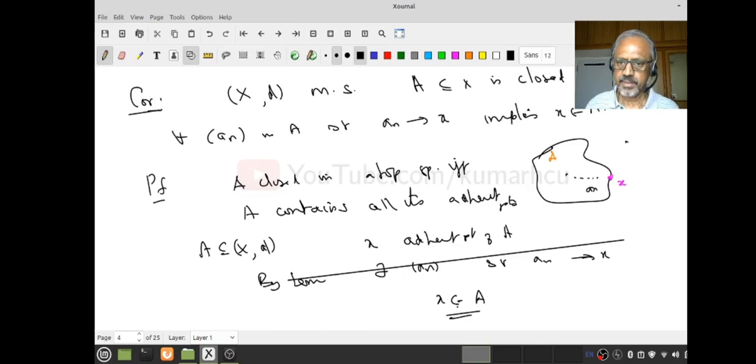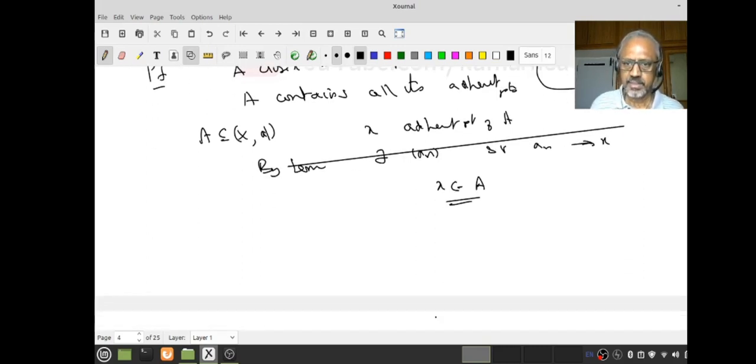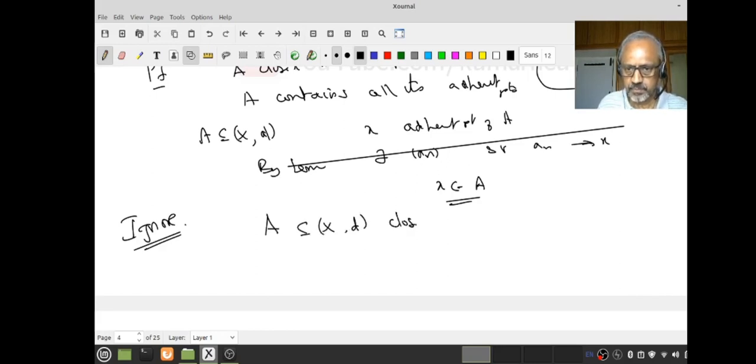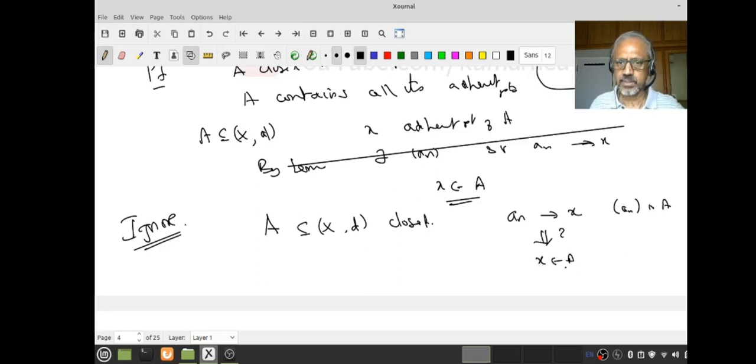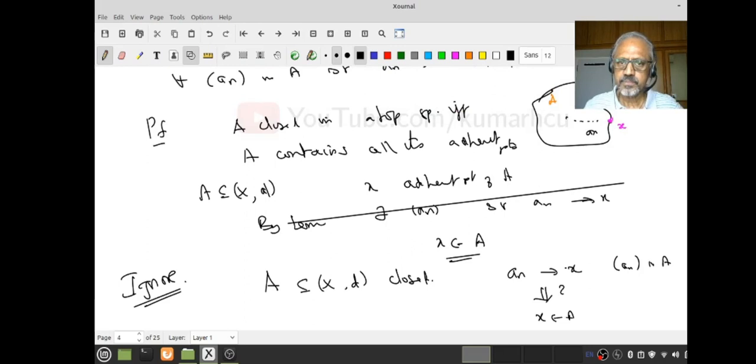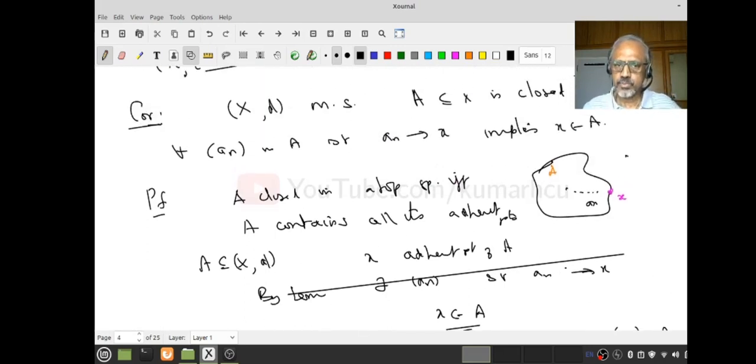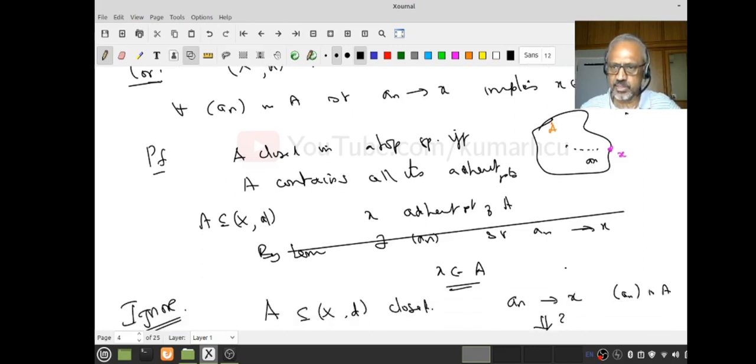Are you following? Maybe I didn't put it correctly. Okay, just ignore that. Let us start again. Let A in (X, d) be closed. What should I prove? If you give a sequence a_n in A which converges to x, then I want to know whether it implies x belongs to A. Do you want to accept it? That's what the corollary says: A is closed if and only if this holds. So if A is closed, and you give me a sequence a_n in A such that a_n converges to x, I have to prove x is in A.